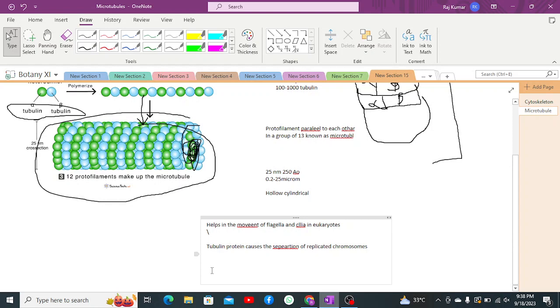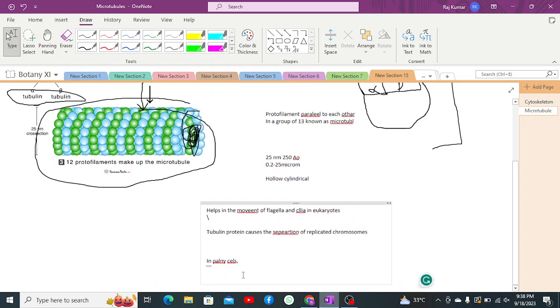In plant cells, it is found freely dispersed within the cytoplasm. First of all, in plant cells we do not have centrosome or centrioles. We only have the structure of microtubules which is freely dispersed within the plant cell. On the other hand, in animal cells it is found in the form of basal body, flagella, cilia, and in centrosome.